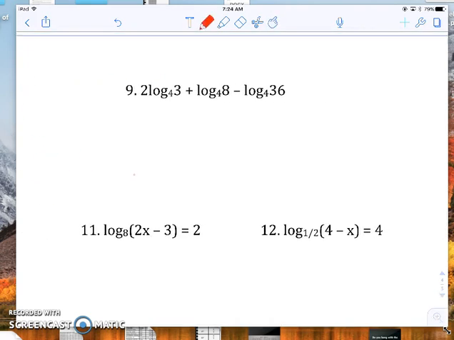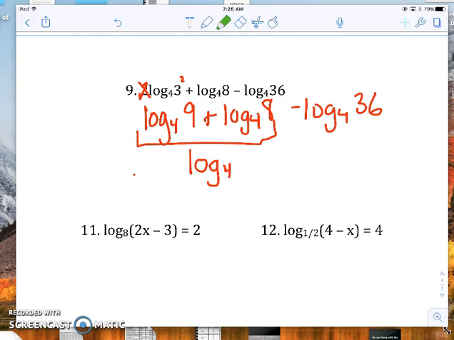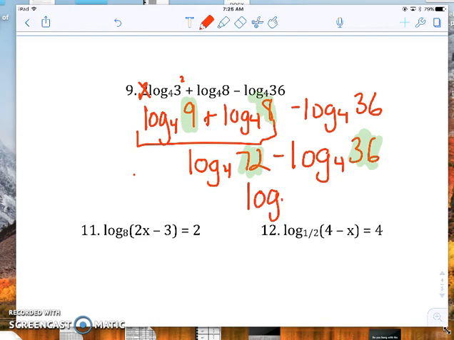This next one we deal with our exponents first. So that's squared. So log base 4 of 3 squared, plus log base 4 of 8, minus log base 4 of 36. Well, we could take this 3 squared, and that's 9. So left to right, adding goes to multiplying. So log base 4, 9 times 8 is 72, minus log base 4 of 36. So minus goes back to division. So log base 4 of 2, because 72 divided by 36 is 2.